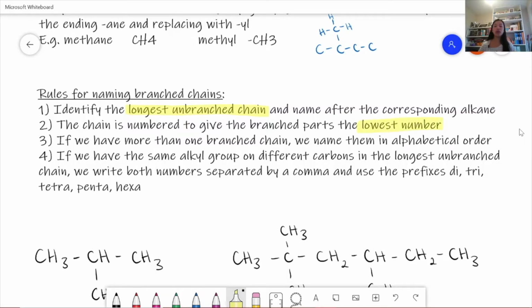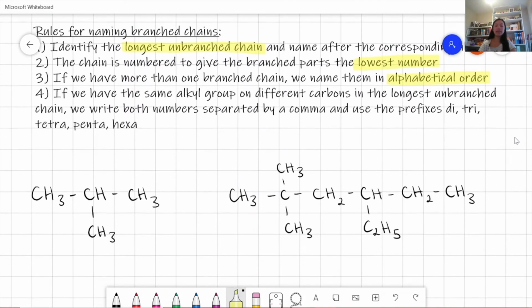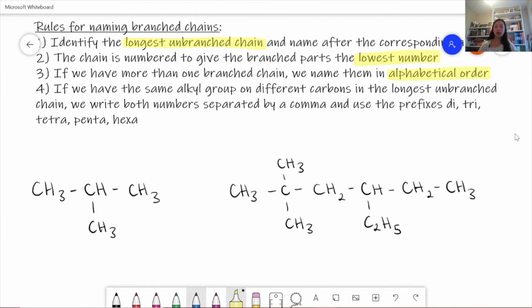If we have more than one branched chain, we name them in alphabetical order. For example, we might have a methyl and an ethyl. In that case, we would put the ethyl first because E comes before M in the alphabet. The last rule is that if we have the same alkyl group on different carbons in the longest unbranched chain, we write both of the numbers separated by a comma and use the prefixes di for 2, tri for 3, tetra for 4, penta for 5, and hexa for 6. So we have two examples here. In this first one, the longest unbranched chain is this one here.